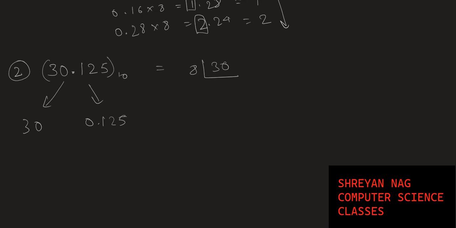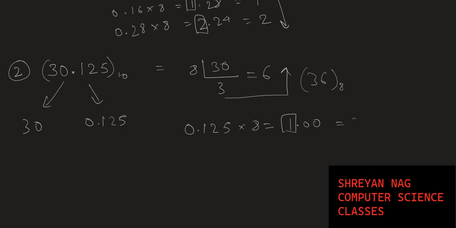So 8 4s are 32, 8 3s are 24. So remainder is 6. So 36 base 8 is the first part, and the remaining part, 0.125 times 8, equals 1.00. So take it out and place it here. Since there is no number present after the point, it becomes 0.1 base 8.